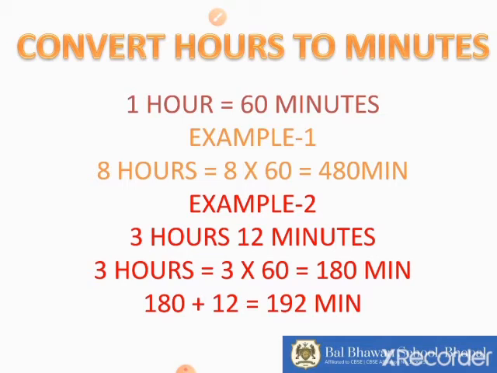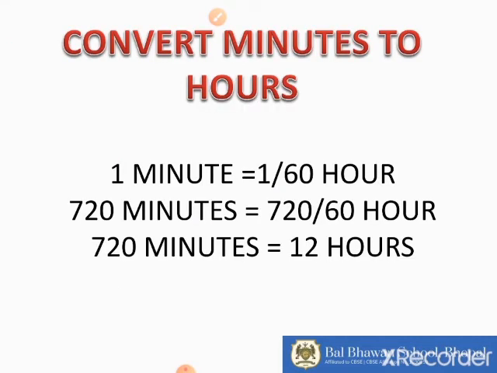Another example is you have to convert a combination of 3 hours, 12 minutes into minutes. To convert hours into minutes, you will multiply by 60. So for converting 3 hours into minutes, you have to do 3 into 60, that is 180 minutes. Now the remaining number of minutes will be added to it, that is 180 plus 12, that will give you 192 minutes. So here we have learned that to convert hours into minutes, that is a bigger unit into a smaller unit, we are going to multiply by 60.